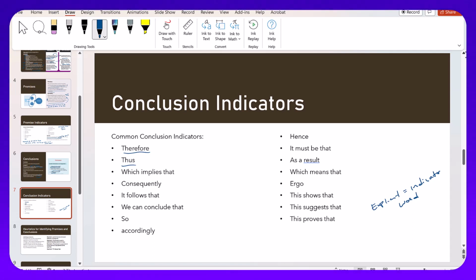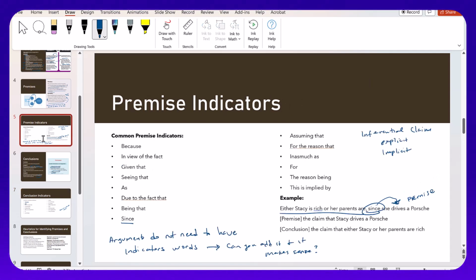The other thing to think about with premises and conclusions is that there can be unstated ones. So arguments can contain unstated premises. Let me go back to this. We'll put it here. Unstated premise.